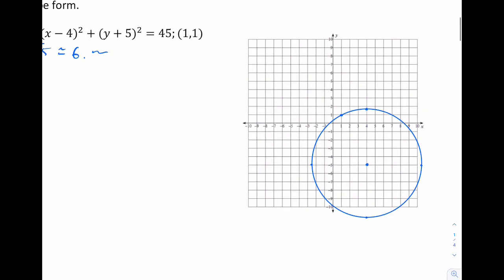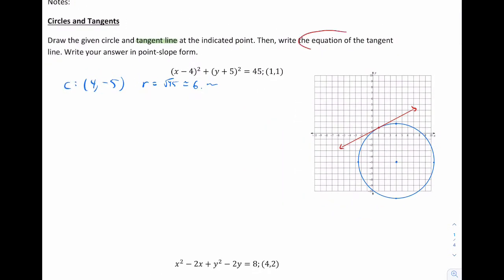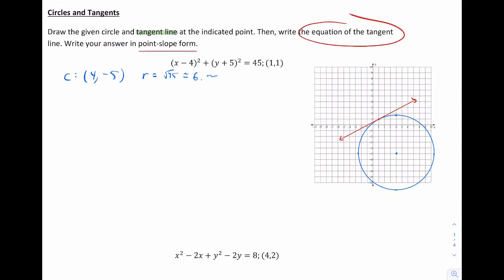And then we want to draw the tangent line to the point (1, 1). So let's highlight that point (1, 1). And the tangent line is going to look like this. Like it touches it exactly at 1 point, something like that. And our goal is to figure out the equation of that tangent line, write the answer in point slope form. So we're looking for the equation of that red line.